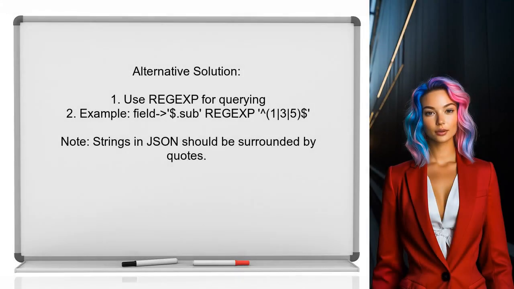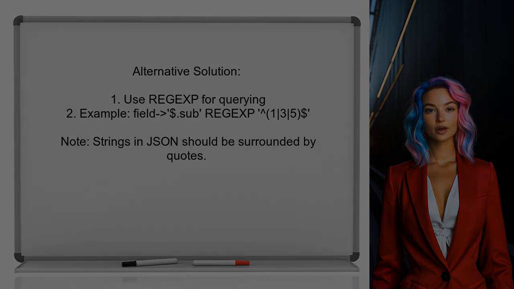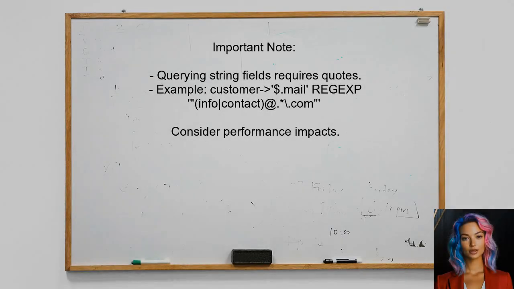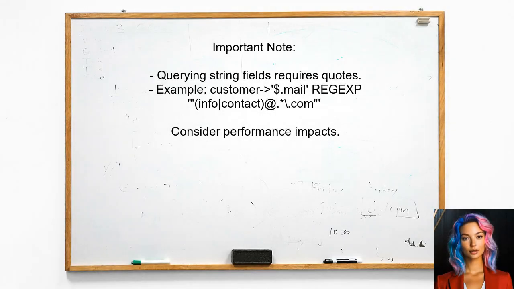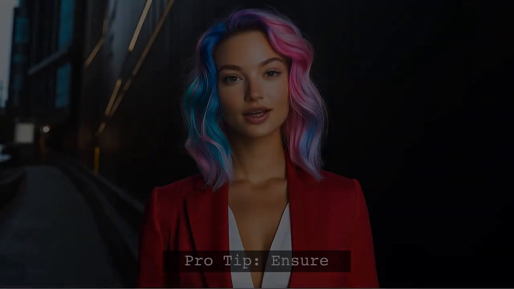An alternative approach suggested by another user involves using regular expressions. They found that using the REGEXP function can effectively query JSON fields. For example, you can check if the roles contain specific values by using a pattern like that. Additionally, if querying string fields in JSON, remember to include quotes in your regular expression. For instance, to find email addresses, you could use customer.mail REGEXP with the contact address pattern.